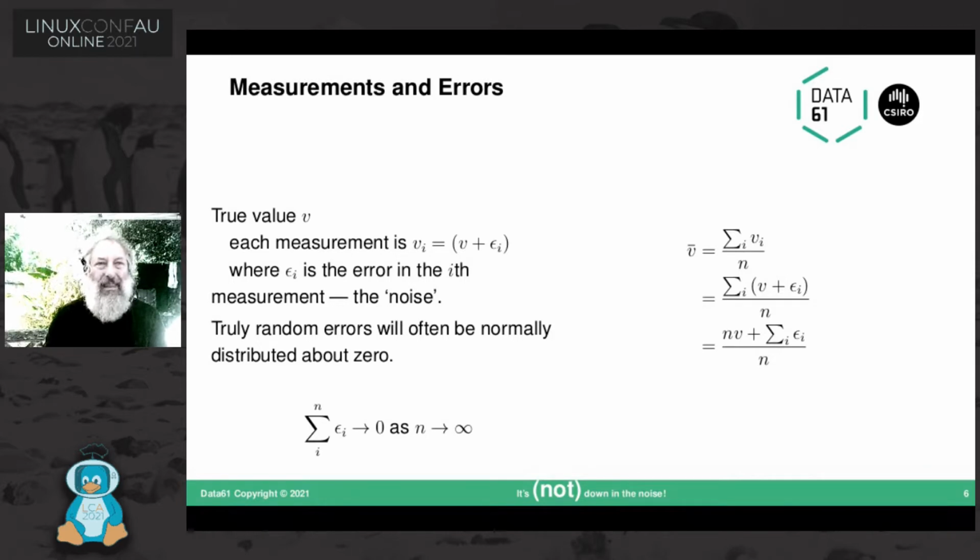So up on the right, you've got the formula for the mean. You just add all the values together and divide by n. What you're doing there is adding up all the actual values plus all the errors and dividing by n. And that gives you an approximation to the real value as you increase the number of measurements. That only works if your noise is randomly distributed about 0, so you're equally likely to get a positive and a negative value.